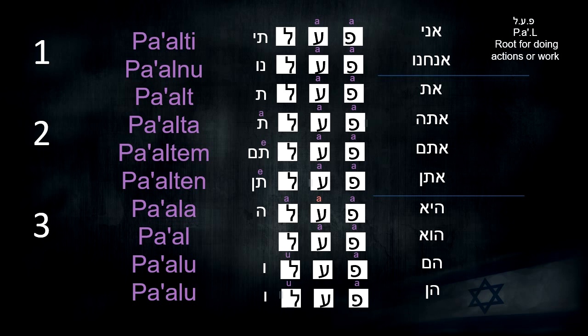The last example, we're going to use the root pa'al. Actually, that root gives the name for that building. The root is for doing actions or work.